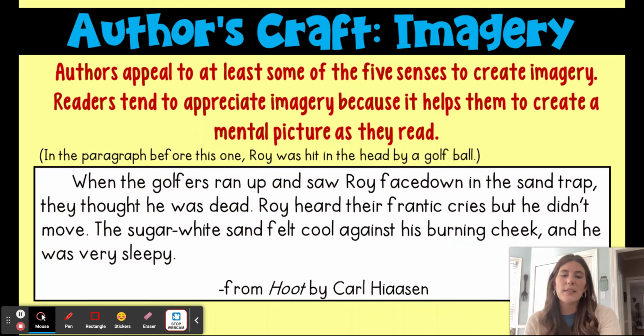So let's take a look at this. This is an excerpt from the text Hoot. It says right here a note for us to know, to preface what's going on and help us understand, because we have not read the whole chapter book of Hoot. We're just reading this little excerpt. It says, in the paragraph before this one, Roy was hit in the head by a golf ball.